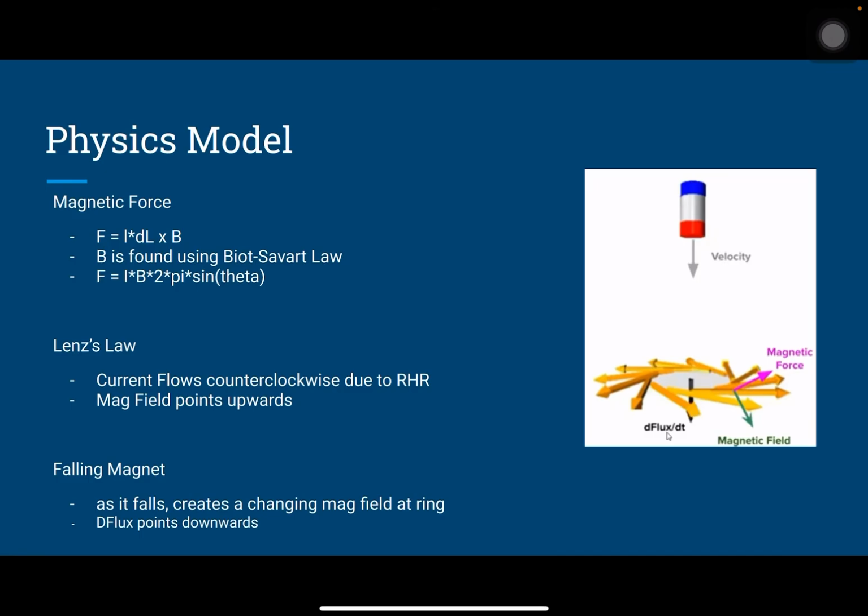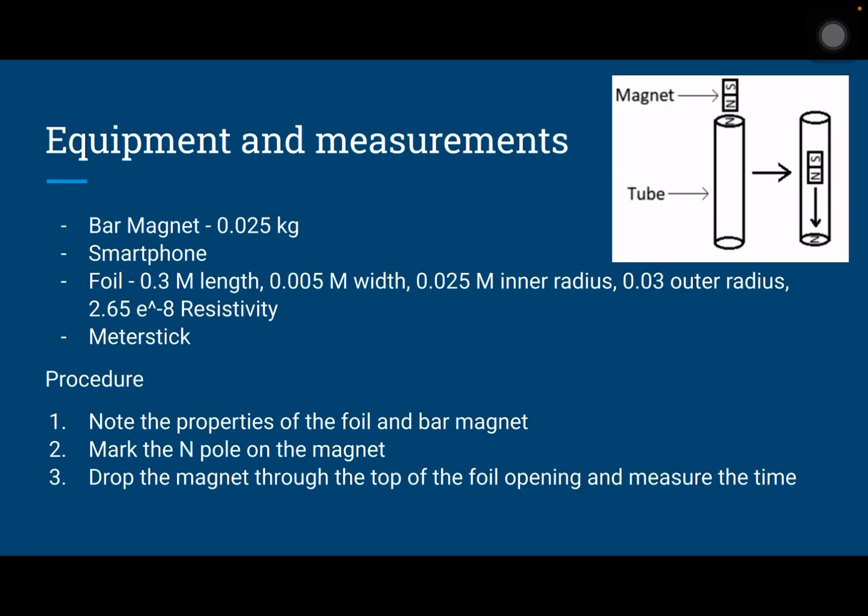In our physical model, we use the magnetic force, which is the integral of current times dL cross B, and we find B using the Biot-Savart law. We use Lenz's law, and we found that the current flows counterclockwise and the magnetic field points upwards. As the magnet falls, it creates a changing magnetic field at the ring, and the delta flux points downwards.